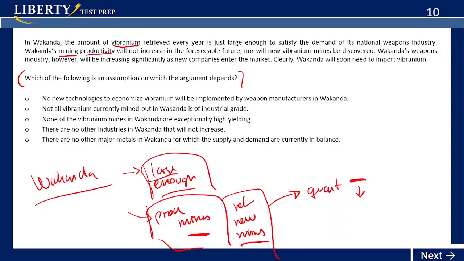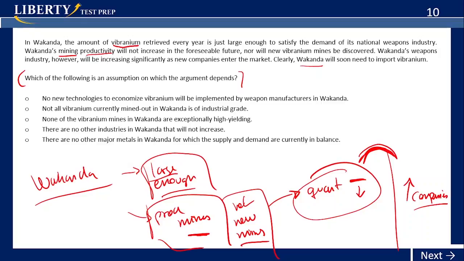Then, Wakanda's weapons industry, however, will be increasing significantly. But then the industry that consumes this vibranium, which is the weapons industry, will need more, apparently. It will be increasing significantly as new companies enter the market. So you will have more companies, more entities, that will need vibranium. There's a link here, and because of that, Wakanda will need to import. So the production is going to be the same, it will not increase, and you'll get more companies. And because of that, you're going to import.